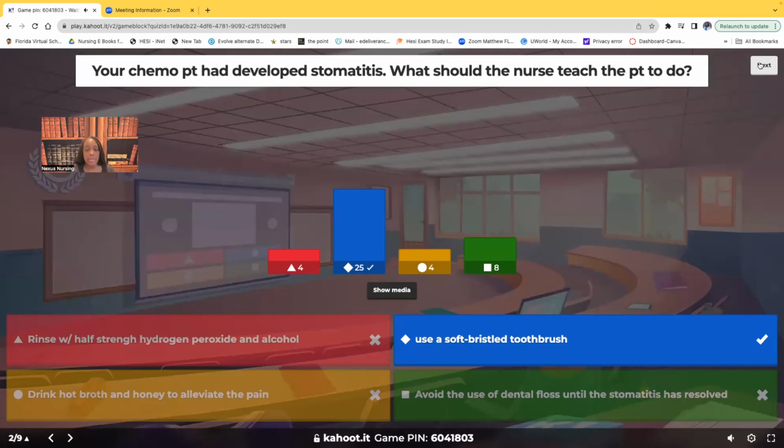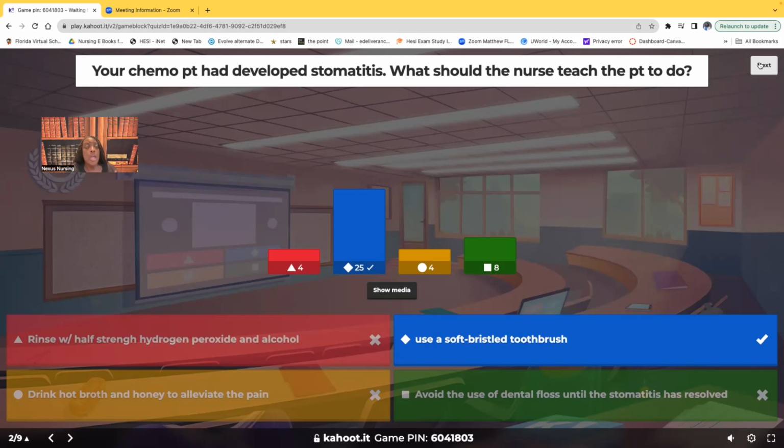All right, so let's talk about it. Most of you guys chose the correct answer: use a soft bristle toothbrush. So when it comes to stomatitis, by the way, guys, stomatitis has nothing to do with stomach. I didn't say stomachitis, I said stomatitis. So that's inflammation of the oral mucous membrane. Very often when the patient's getting chemotherapy, they may develop that inflammation of the oral mucous membranes. They're not going to want to eat because it's painful.